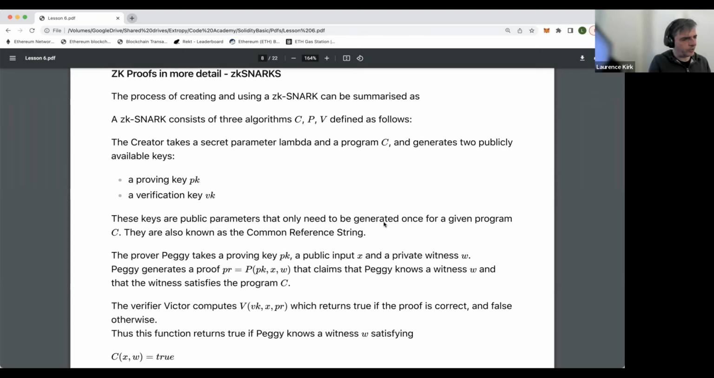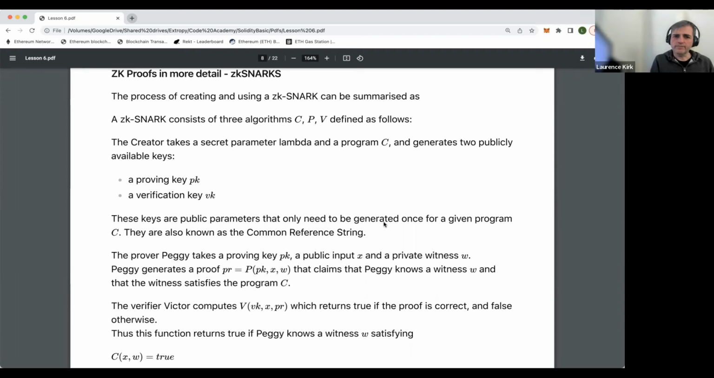So imagine that I was trying to prove to you that I know the square root of a number. We could write a program to test this. Our algorithm would take the number that we want to know the square root of, for example 25. Then it would take the number that I provide when I'm saying I know the number, which would be 5, and then it would square 5. And if that equals 25, then we would return true. So that's the algorithm that the creator creates to form the basis of our proof.